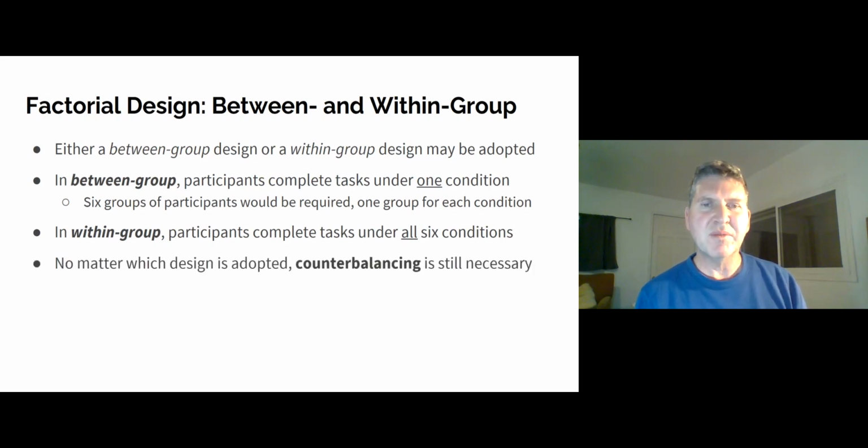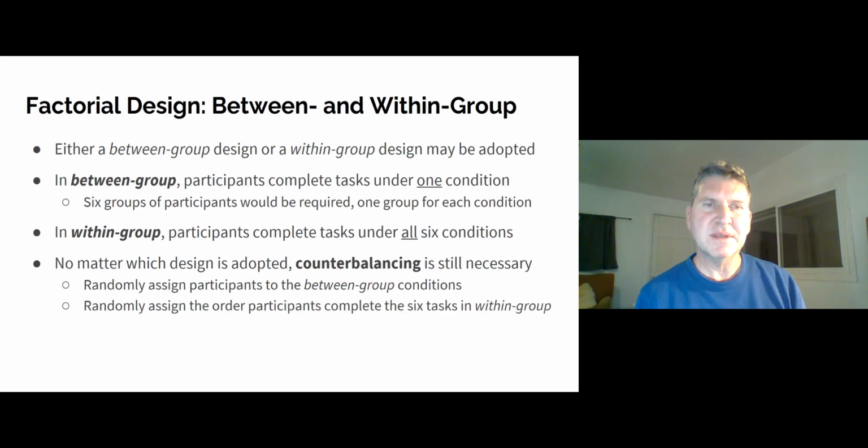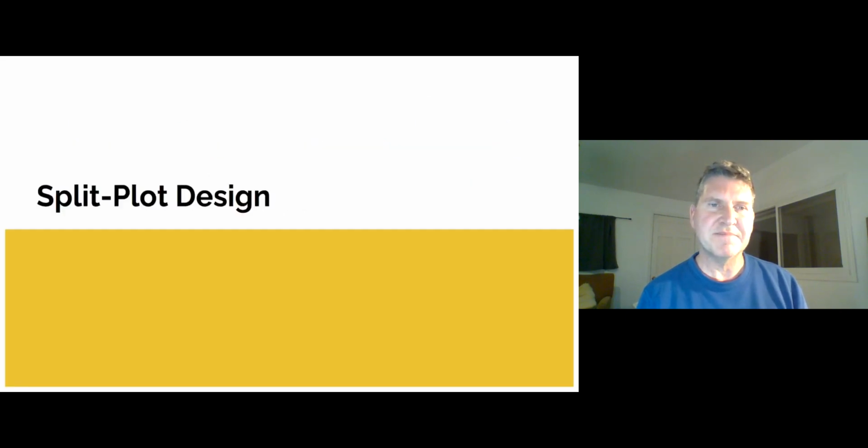So no matter which one we choose, we have to do some kind of counterbalancing. This would be randomly assigning participants to the between group conditions and randomly assigning the order that participants complete the 6 tasks in within group. So there's some random assignment that's going to be done regardless of our design.